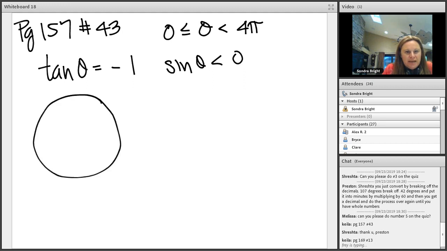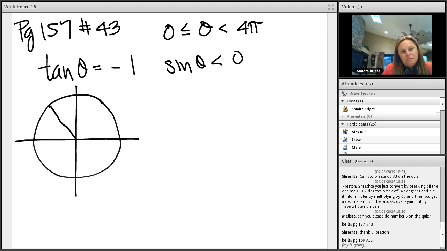Well, remember, tangent is sine over cosine, and the times when it's equal to 1 or -1 is the 45-degree angle, or pi over 4. But it's negative here in quadrant 2, so this is 3 pi over 4. And also, it's negative here at 5 pi over 4.